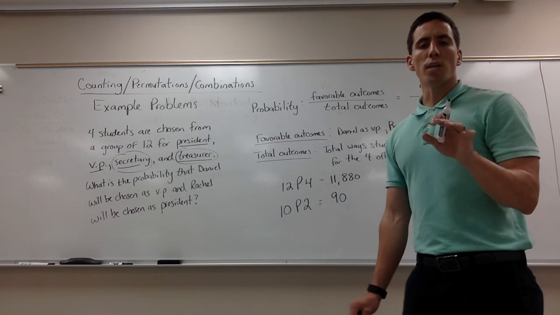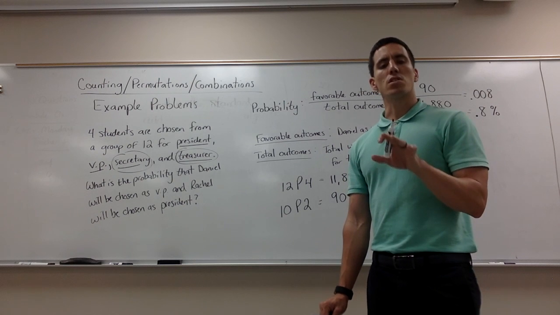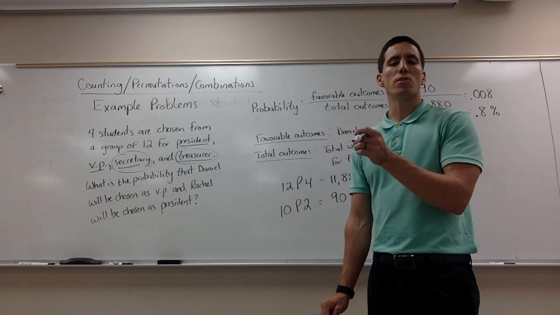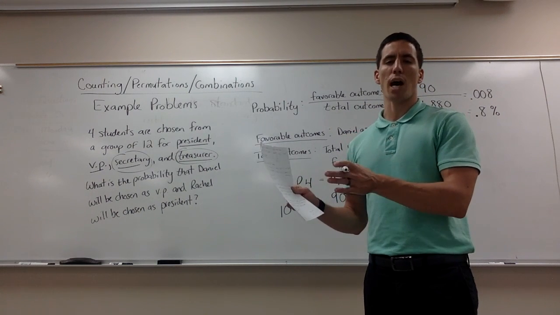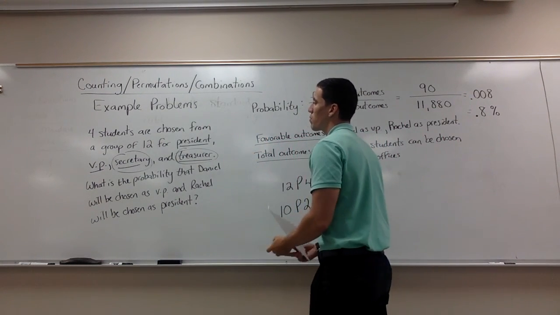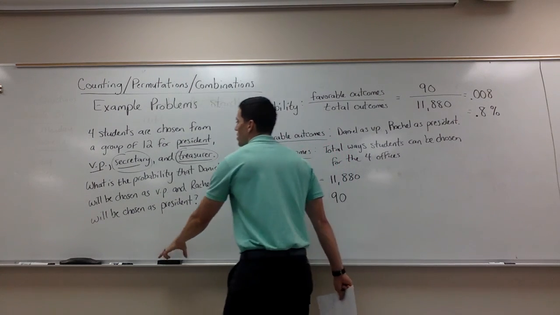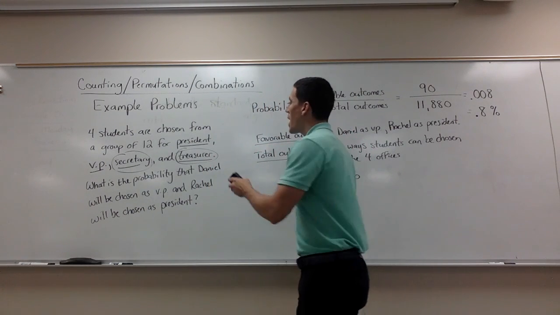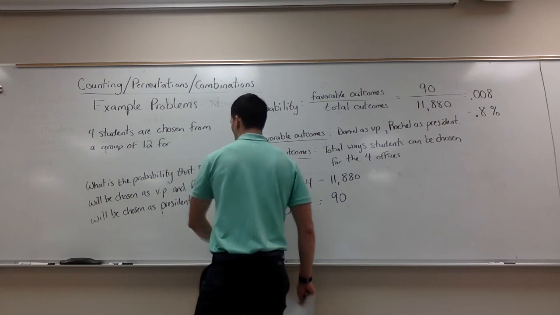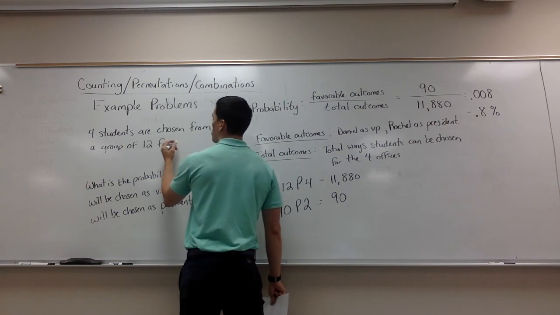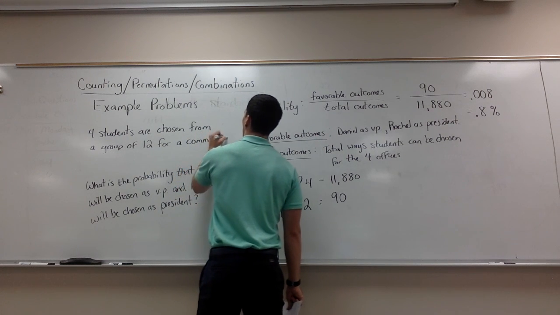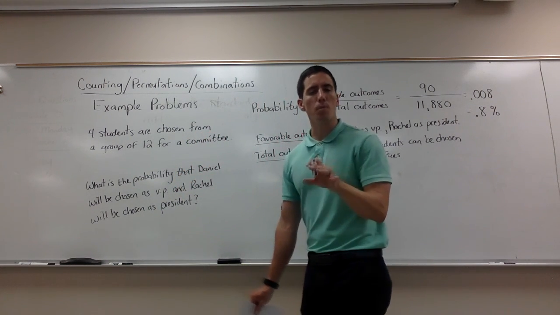Now, I want to change one slight thing about the problem and do a similar problem using almost the same context with one slight tweak, and I want you to notice how the problem goes from a permutation problem to a combination problem. So let me do that. 4 students are still going to be chosen from a group of 12, but instead of giving them specific roles, I'm now just going to say that they're chosen for a committee. So 4 students are chosen from a group of 12 for a committee. I'm not going to differentiate between the people on the committee.